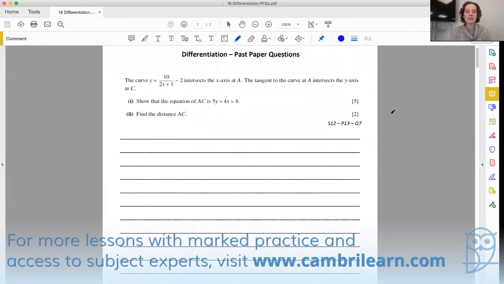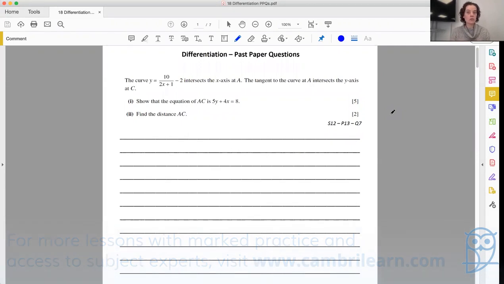Today we are working through differentiation past paper questions. What I've tried to do is select a few questions that give a good representation of the different things that you'll come across while you're doing differentiation-based questions.